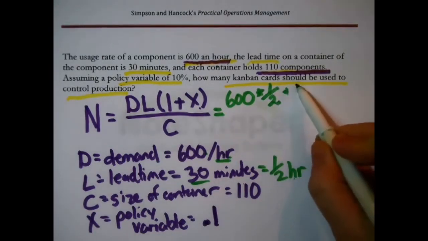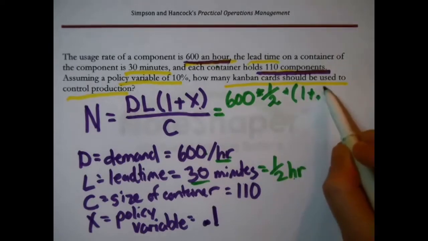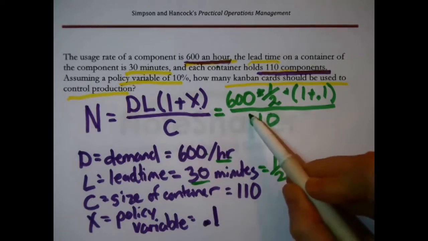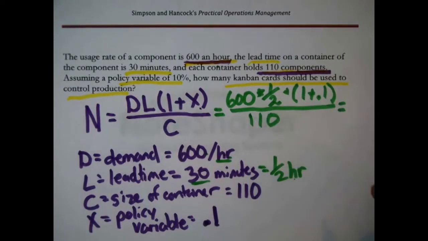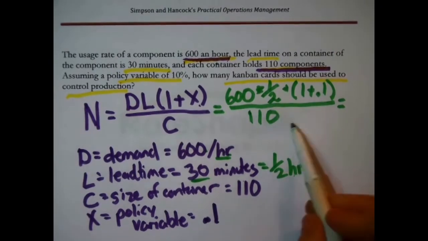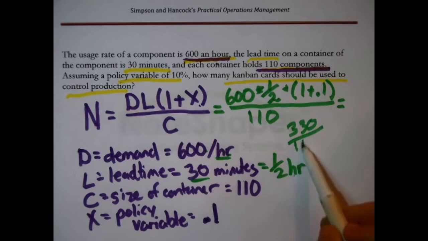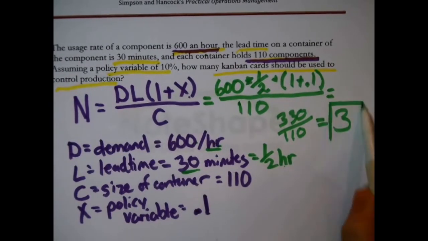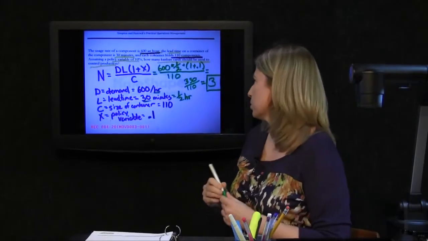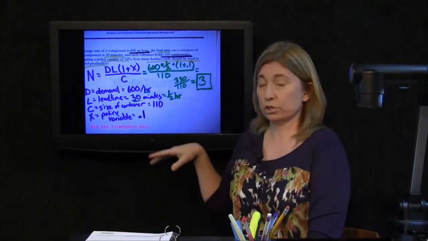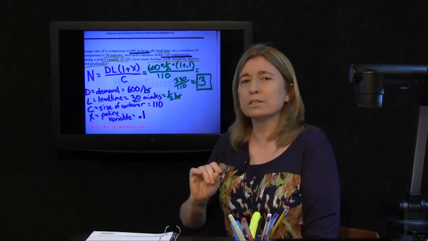Okay, then times the 1 plus 0.1 divided by the 110. There's nothing wrong with any of the rest of that. Usually if anything goes wrong, it goes wrong with D and L. Okay, across the numerator, I get 330 divided by 110. Oh, that comes out nice and neat to 3. That is the answer to this question. How many cards should control production? 3. Came out nice and neat here.